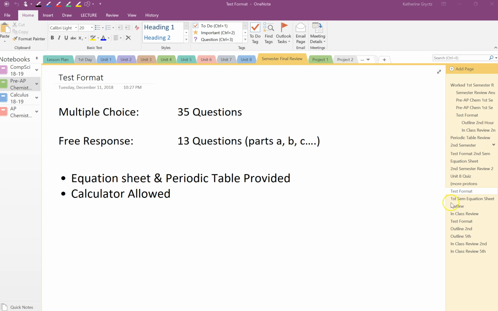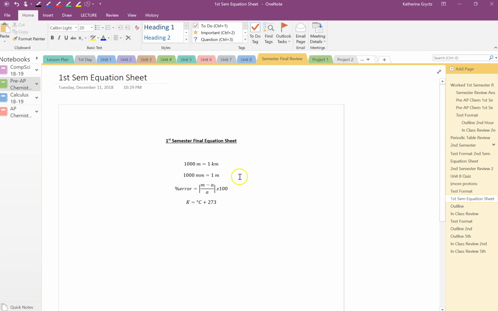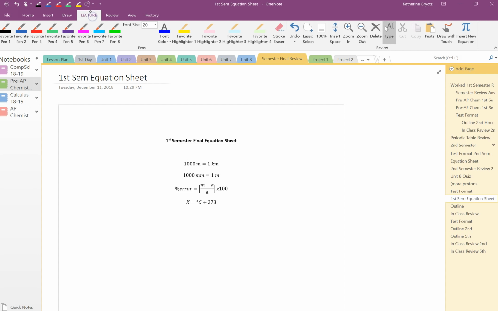The equation sheet you're going to get to use is not very long. That's all it has on it. It has some prefix conversions, the percent error formula, and the Celsius to Kelvin temperature formula. It's not that I'm trying to hide things from you. Those are pretty much the only conversions you're going to need that you don't just have to know, like Avogadro's number and the molar volume of a gas, the 22.4. Those things you just have to know.